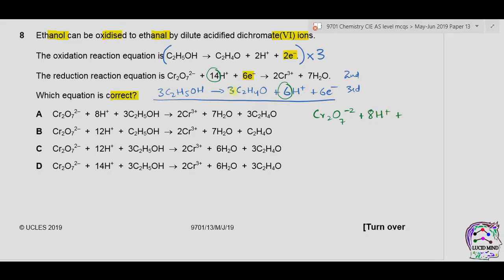Then we have 3 C2H5OH molecules, and on the product side we have 2 Cr3+, 7 H2O, and these 6 electrons are cancelled out with these 6 electrons, and there is no H+ ion left as 6 were cancelled with 14. And now we have 3 C2H4O present, so we can write 3 C2H4O. Now this is the balanced equation, and we can see from the given options that this corresponds to option A.